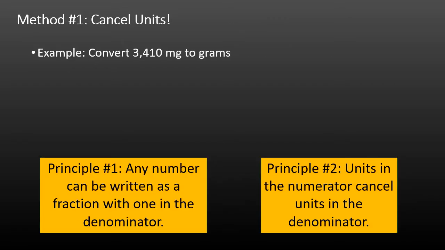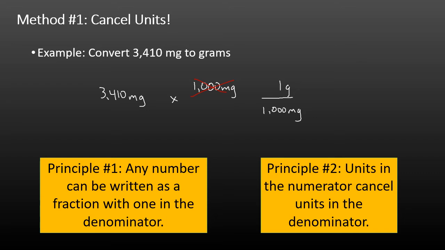All right, so let's do another example. Canceling units. Considering those 2 principles, we have 3,410 milligrams. We want to convert that to grams. So we are going to use the conversion factor of 1,000 milligrams. Oops, I wrote that wrong, didn't I? I was going to have milligrams in the denominator again. So let me just do that again. Start over. 1 gram divided by 1,000 milligrams.